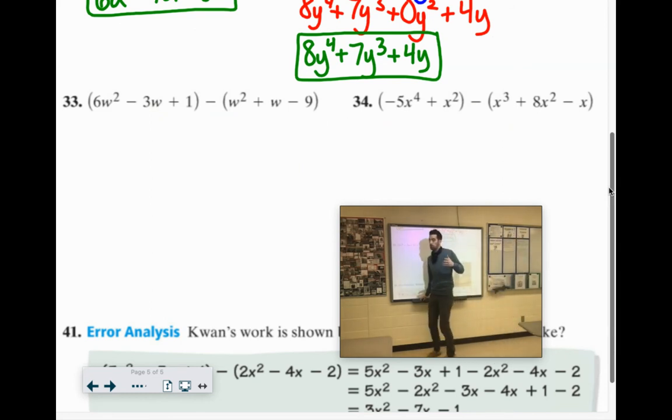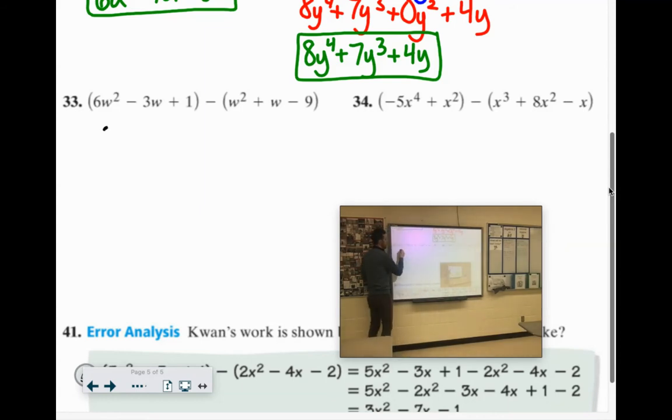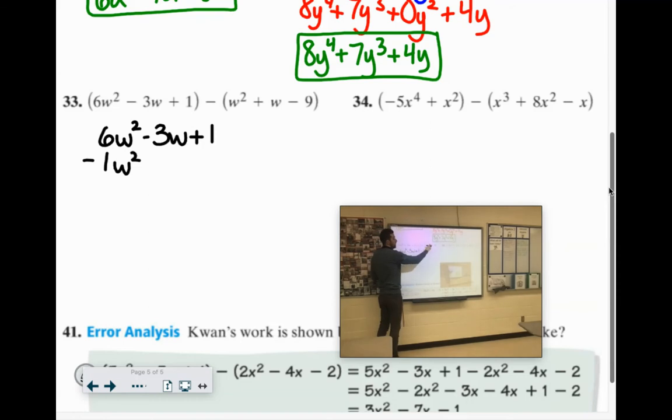So, 33, 34, we have subtraction. So remember, we'll just start changing everything after that minus. So we have 6w to the second, negative 3w plus 1. Let's go ahead and make it the opposite. So negative w squared, which again means negative 1w squared. We have negative w, which we can write as negative 1w, and we'll have positive 9, because it was minus negative 9.